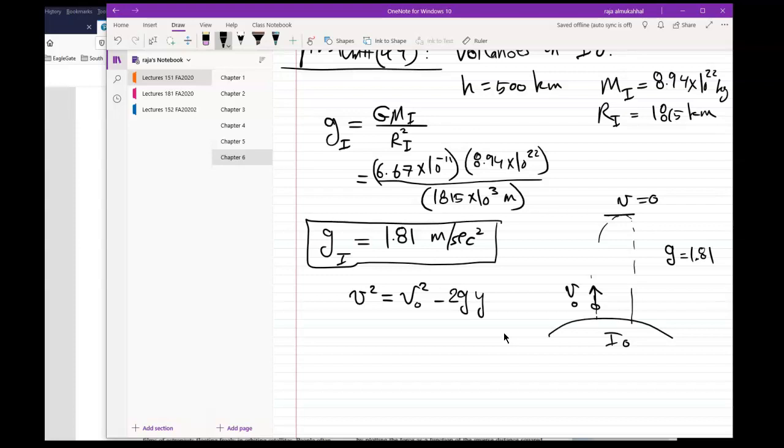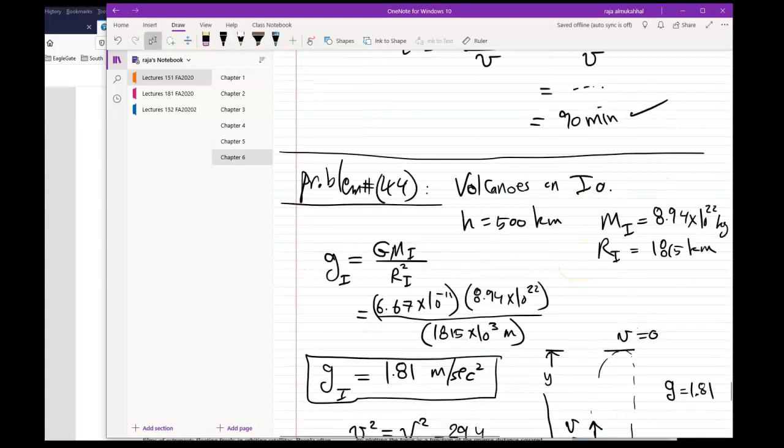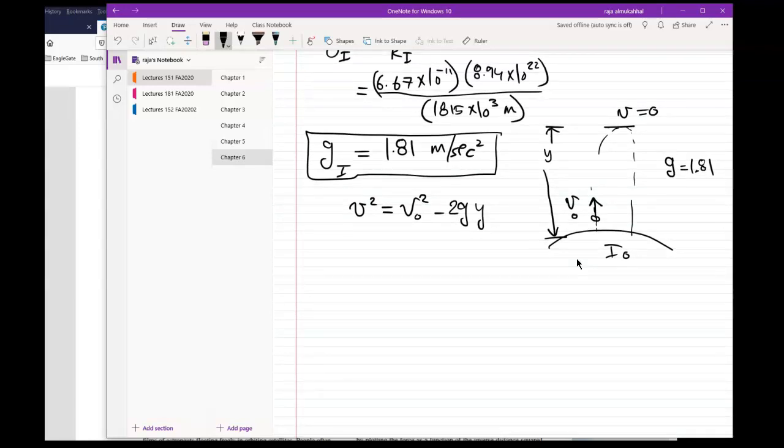Y is what? Is the height. And this height is given to me, actually. Here it is, the one I call H. Let me call it Y here, if you don't mind. All right, H, Y, whatever. That's the height right here, 500,000 meters. So there we go. At the maximum height the velocity becomes 0, and I want to know V0. So V0 is nothing but the square root of 2GY.